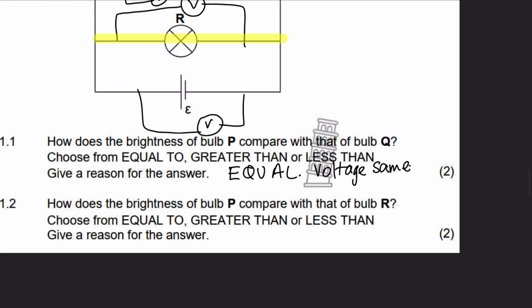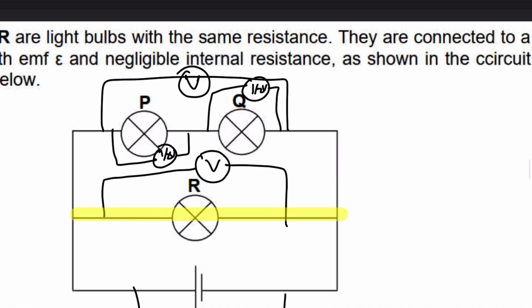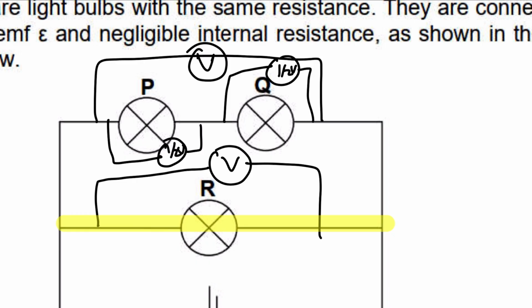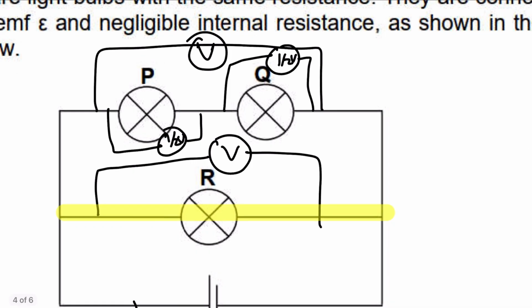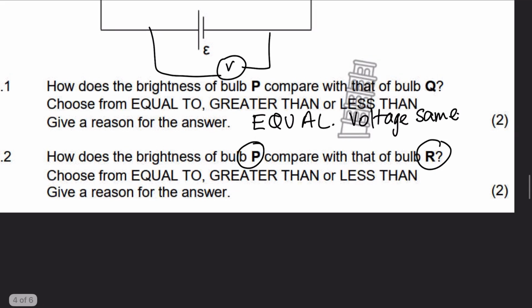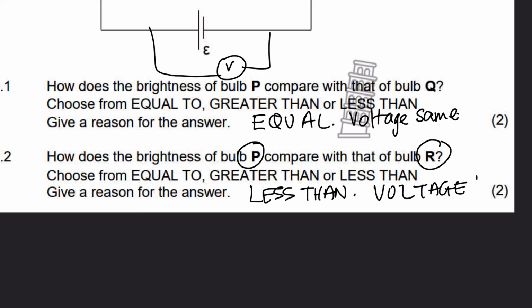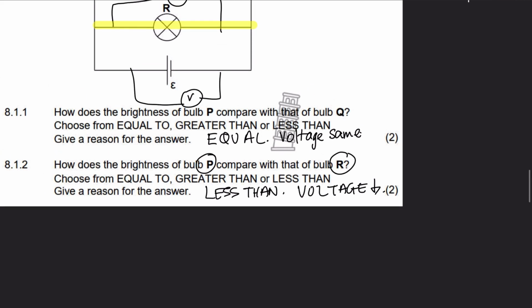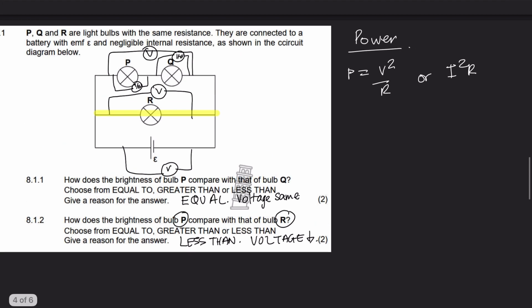Now, if you consider the next one, how does the brightness of bulb P compare to R? So if you look at P and R, P uses half V, whereas R uses up V. So R is actually going to be brighter. So how does the brightness of P compare to R? It's going to be less than. And why is it less than? It's because the voltage or potential difference is lower. Okay? So that's obviously one way of doing it. Let's look at another way of explaining it.